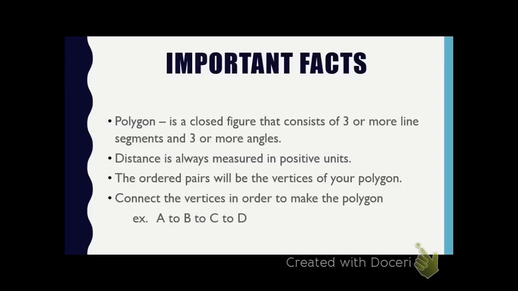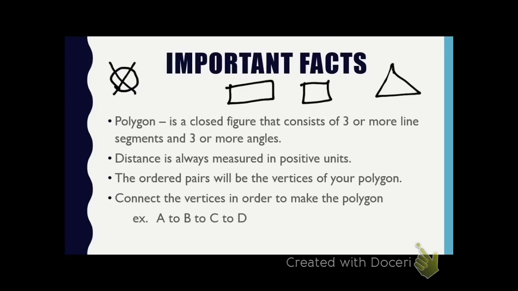Something important for you to remember. We always have this section, and this is a good time to take notes. Like I said, a polygon is a closed figure that consists of 3 or more line segments and 3 or more angles. And when they mean by a closed figure, that means it has no openings. So triangles are closed figures. Squares and rectangles are closed figures. It cannot be a circle because a circle is not made of line segments.